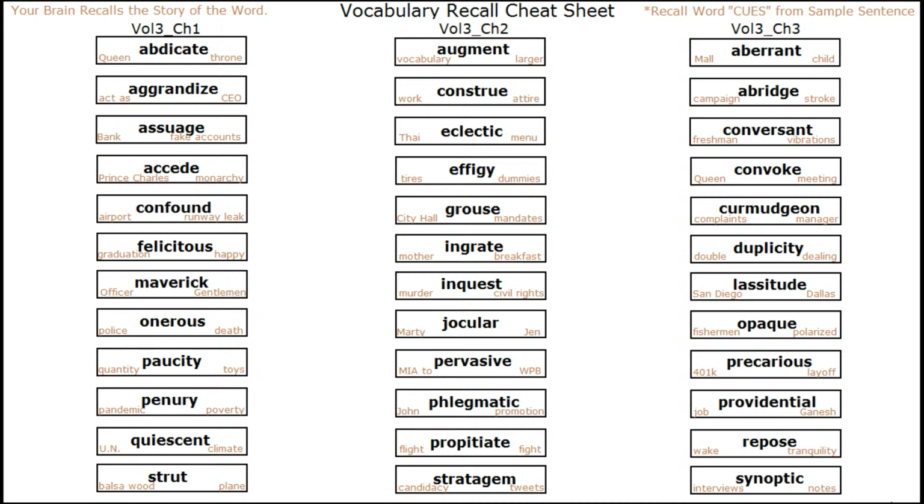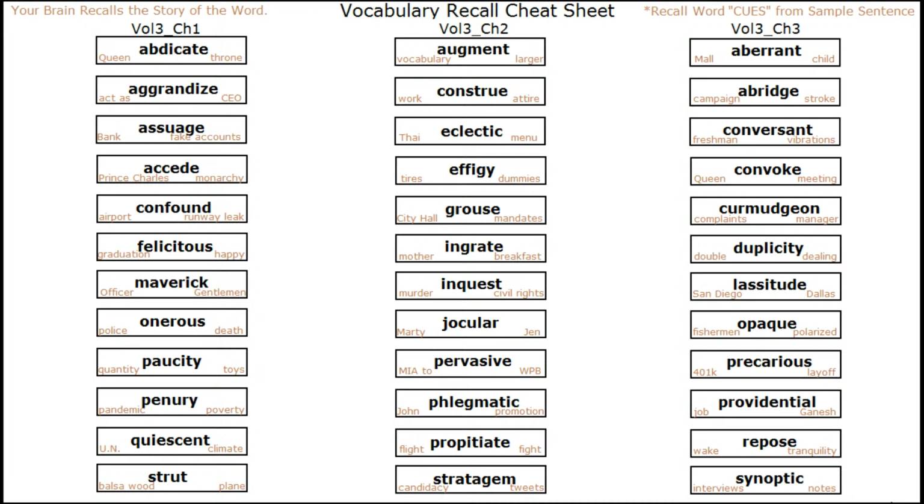And that triggers a memory of how the word was actually used. Provident had to do with fortune. Repose had to do with tranquility of the wake, if you recall that sample sentence. And then we have synoptic. Synoptic had to do with putting together notes, or a summary, as a result of group interviews.